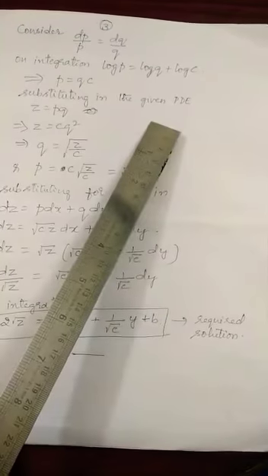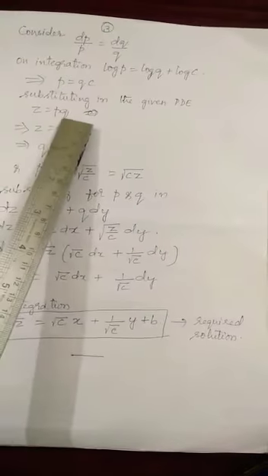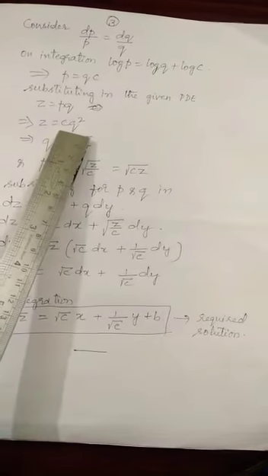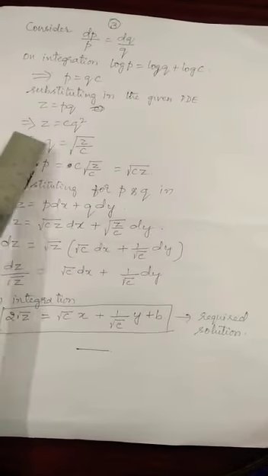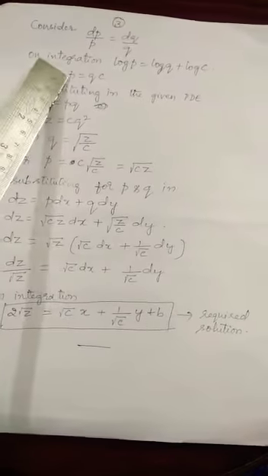Now you have p is equal to qc. Substitute this value in the given equation. What is the given equation? z equal to pq. Substituting for p, z equals c q square. So what is q now? q square is equal to z by c. Therefore q is equal to square root of z by c. You got the value of q. Substitute this q value in p is equal to qc.